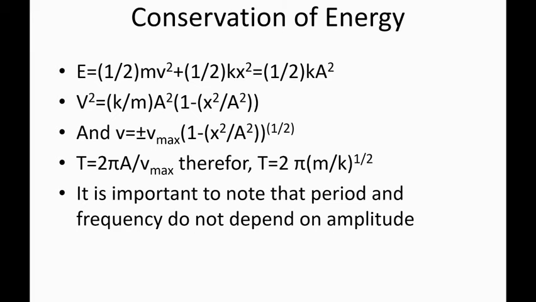So looking at that, when I derive this equation, 1/2 mv squared plus 1/2 kx squared is equal to 1/2 kA squared, A being your amplitude. Your amplitude is your maximum x. When you manipulate that whole equation, you find that your frequency does not depend on amplitude.